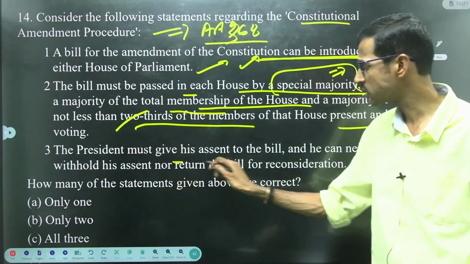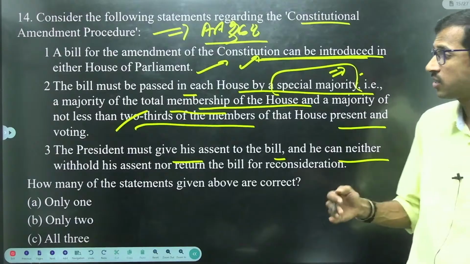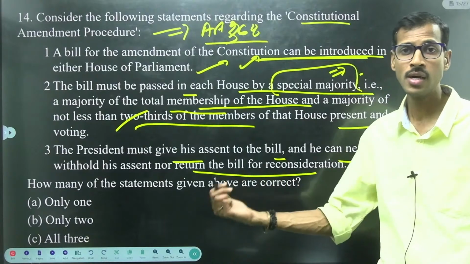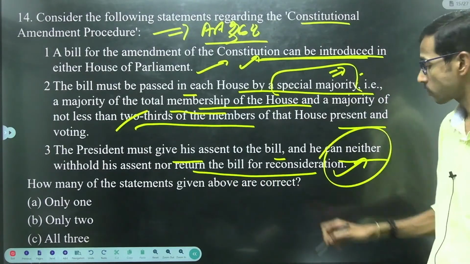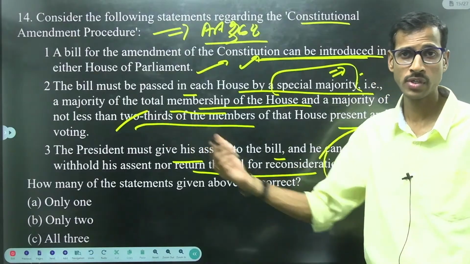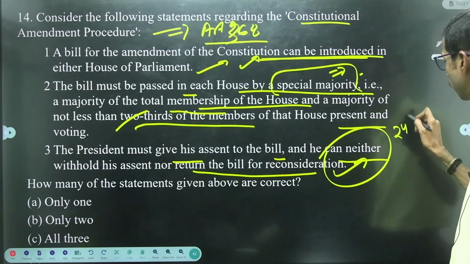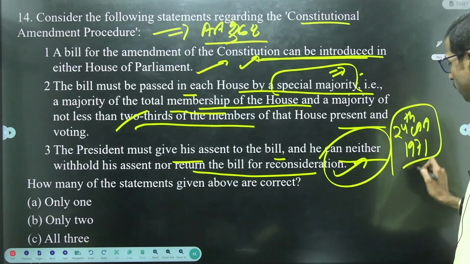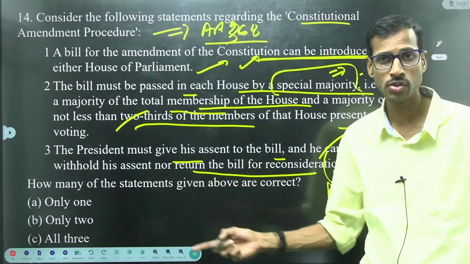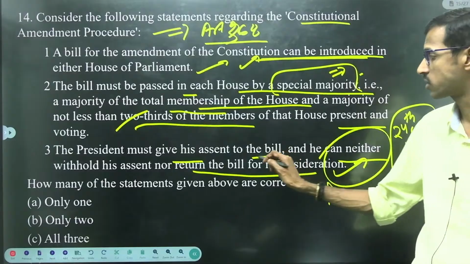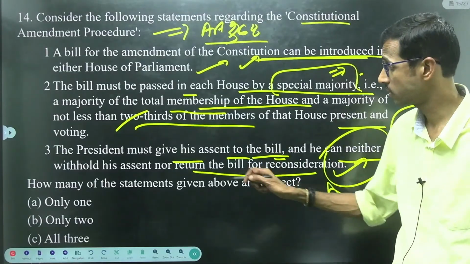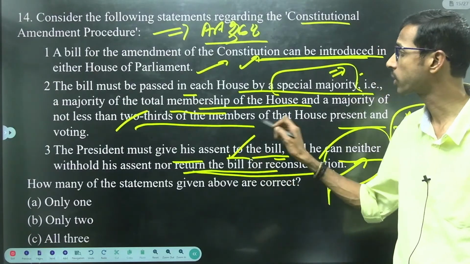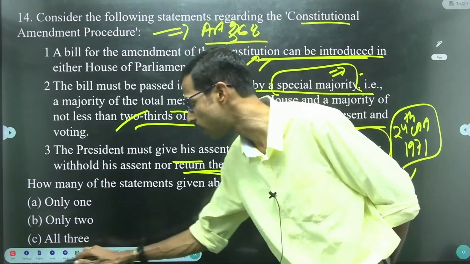Also, the President must give his assent to the bill, and he can neither withhold his assent nor return it for reconsideration. This statement is completely correct. We have already discussed this statement in previous questions. The 24th Constitutional Amendment Act, 1971, clearly gave this power to the President; it is obligatory to give assent to constitutional amendment bills. So he can neither return the bill for reconsideration nor withhold it. So this is also correct. All these three statements are correct.